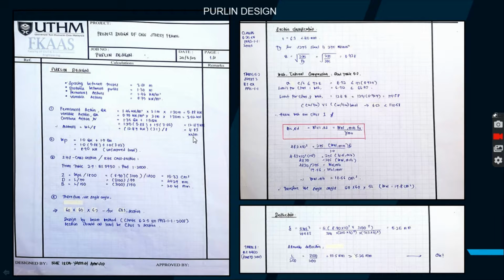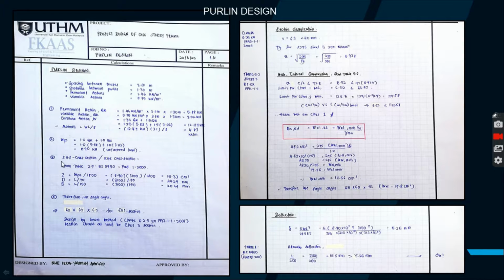And find the moment. So the answer is 4.83 kilonewton. And then we need to find the WP, which uses the formula 1.0 GK plus 1.0 QK, and the answer is 8.9 kilonewton.